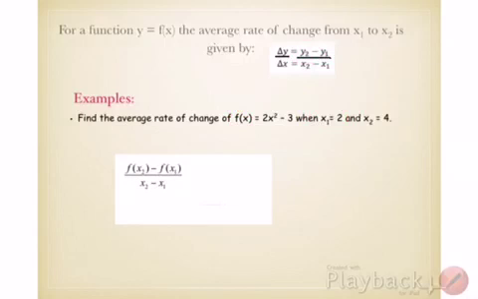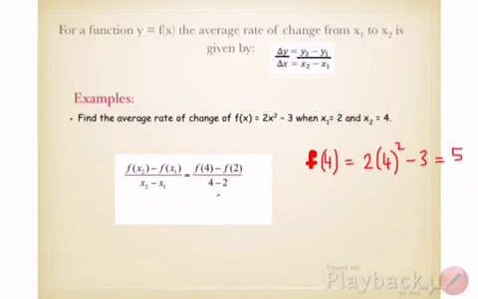When I plug in f of x2, my x2 is 4, so it's going to be f of 4 minus f of 2 all over 4 take away 2. f of 4 is equal to 2 times 4 squared minus 3. Sorry, not 5. 4 squared is 16, times 2 is 32, minus 3 is 29. And then when I do f of 2, I get 2 times 2 squared, which is 4, times 2 is 8, minus 3 is equal to 5.